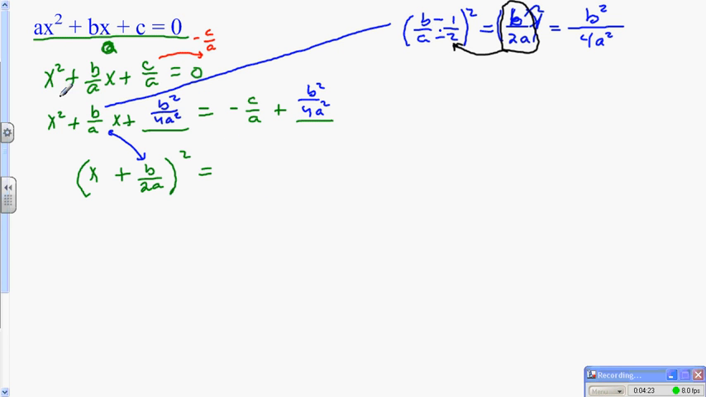The right side needs to have common denominators. So I will have to multiply the second fraction by 4a. That will give us a common denominator of 4a squared. I'm going to switch the order right here. I'm going to say b squared, and this part is going to give us negative 4ac. So it's 4a times a negative c. I'm going to put it all over our common denominator.